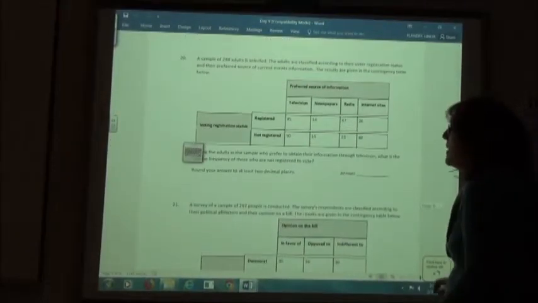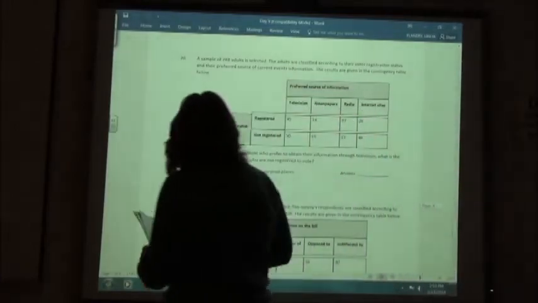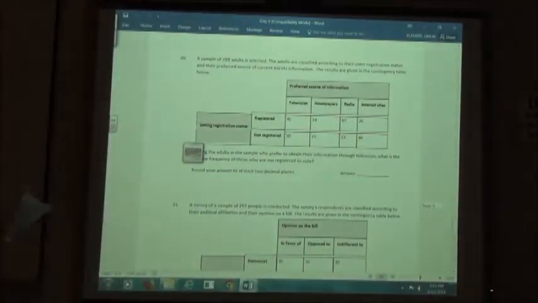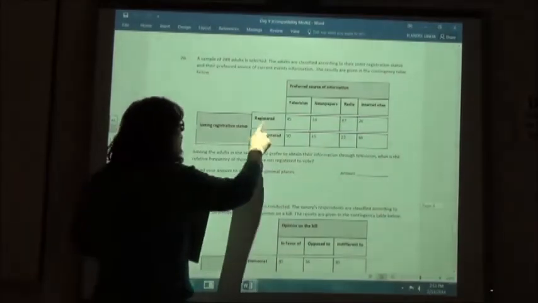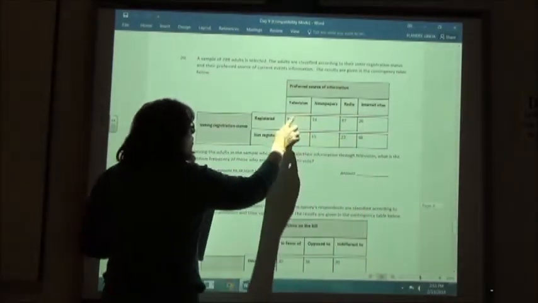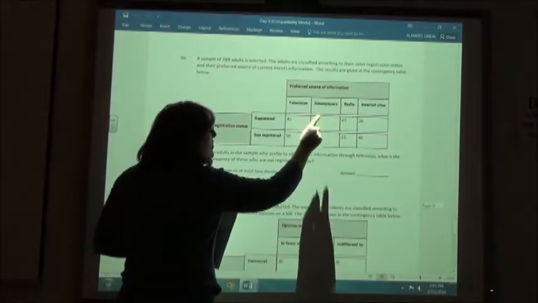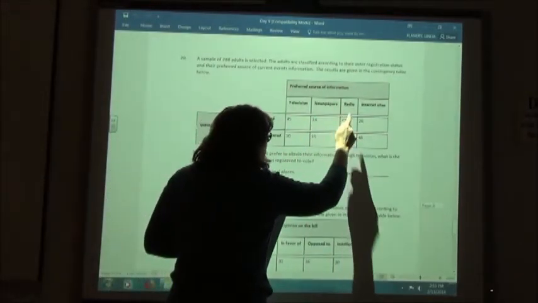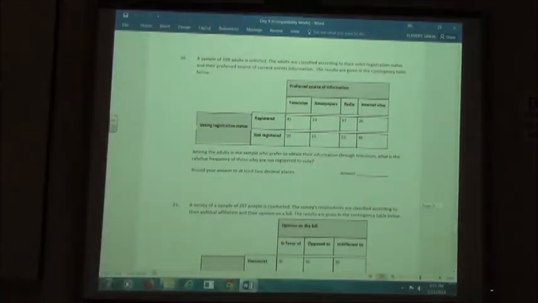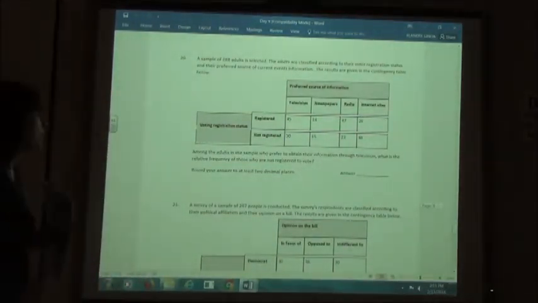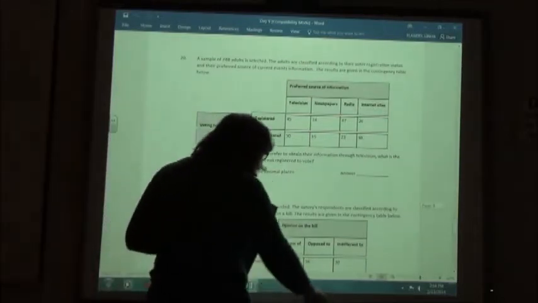Number 20, we have a sample of 288 adults. The adults are classified according to their voter registration status and their preferred source of current events information. The results are given in my table below here. So for my registered voters, 45 like to get their information from TV, 34 from newspaper, 47 from radio, 26 from internet sites.